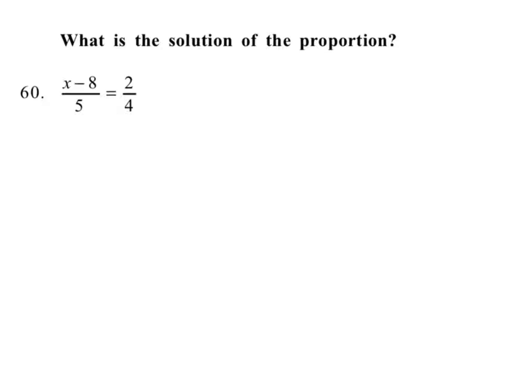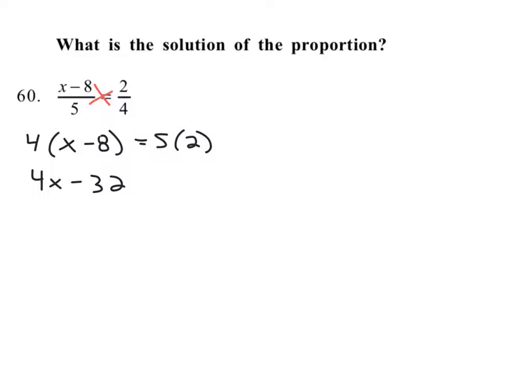All right, what's the solution to the proportion? We are multiplying the diagonals and setting them equal to each other in order to solve. So what we get is 4 times x minus 8 equals 5 times 2. And if we distribute this through, we've got 4x minus 32 equals 10.